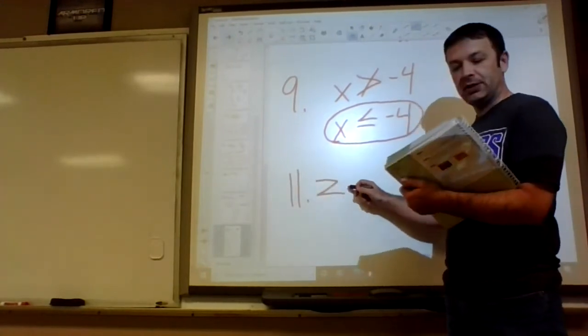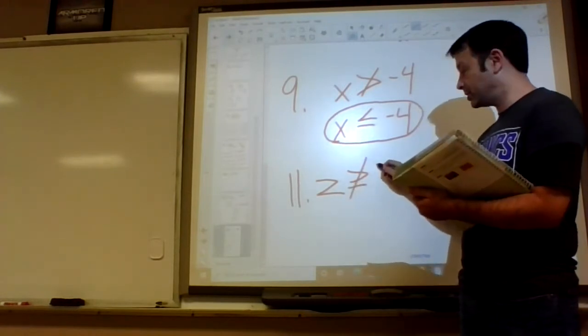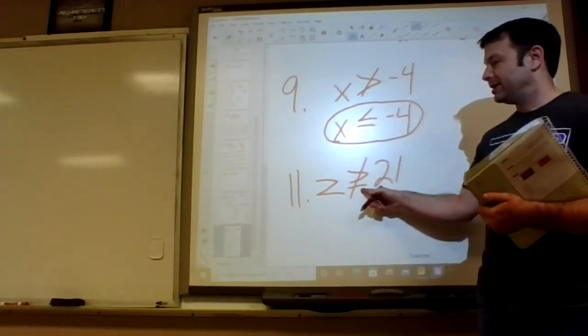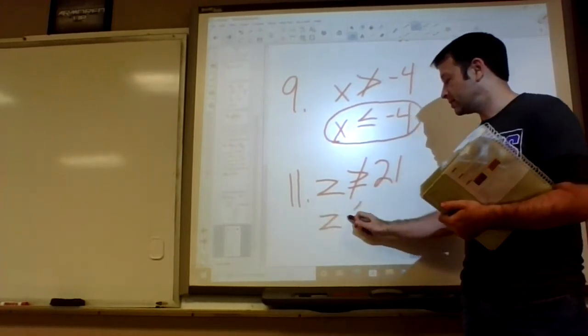Number 11 says z is not greater than or equal to 21. So if it's not greater than or equal to, what is it? Less than.